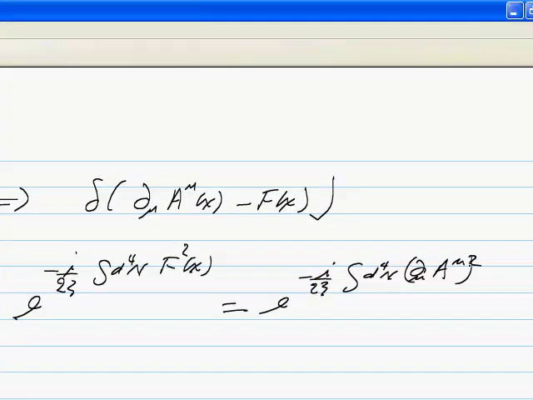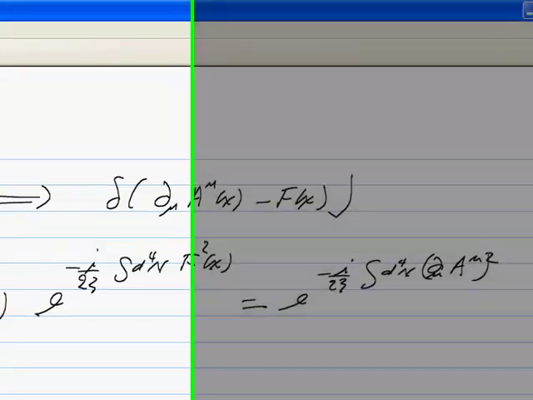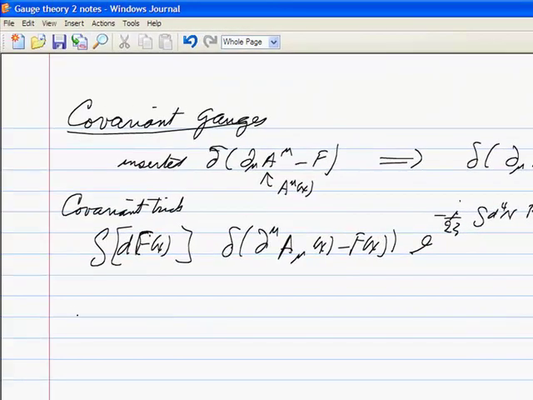D mu a mu squared. So what that does for us, we now no longer have the delta function constraint in the path integral. We're still doing the path integral over all A's, but we have a modified Lagrangian.